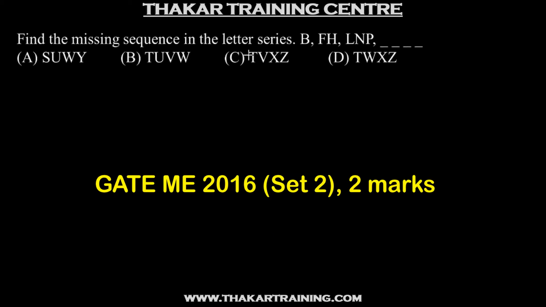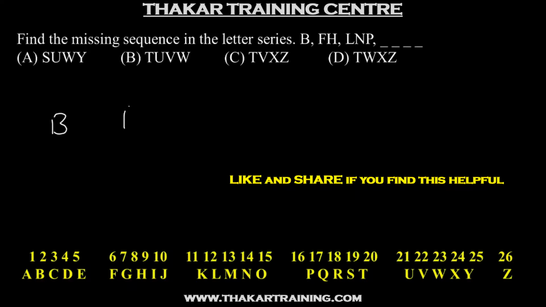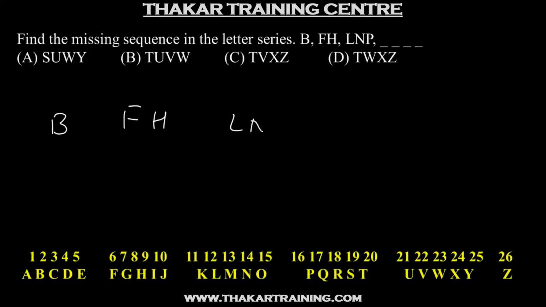Find the missing sequence in the letter series. So we have the alphabets and the positions. So the first term is B, second is FH, third is LN, and P. So if you see clearly, the number of letters in each term is increasing. So the fourth term will have 4 letters. That is what is given in the question. So let's see how to arrive at those letters now. So B is at position 2, F is 6, H is 8, L is 12, N is 14, P is 16. So this is a single letter, that is just 2.